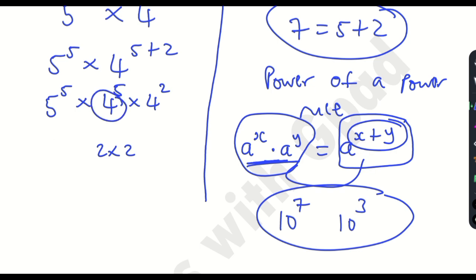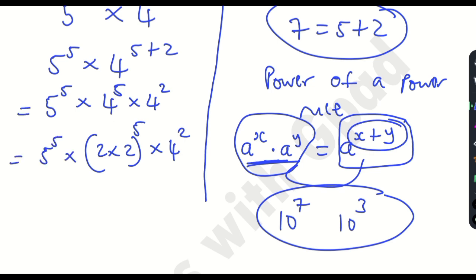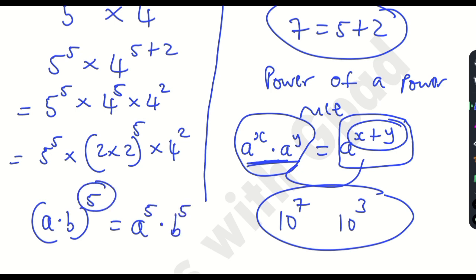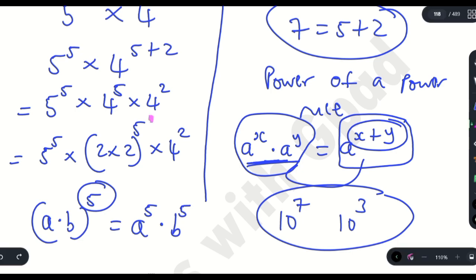So this 4, I'm expressing it as 2 times 2. So let's wrap this in a bracket and then write 5. Then we bring down 4 raised to the power of 2. And then this one comes down here, 5 raised to the power of 5. Now, I want you to look at 2 times 2 all raised to the power of 5. I'm going to use the power of a product rule. If you have, for example, A times B, and they're both raised to the power of 5, you can rewrite this as A raised to the power of 5 times B raised to the power of 5. Notice this 5 has been distributed to the base of A and of B. So that's what I'm going to do with this one here.